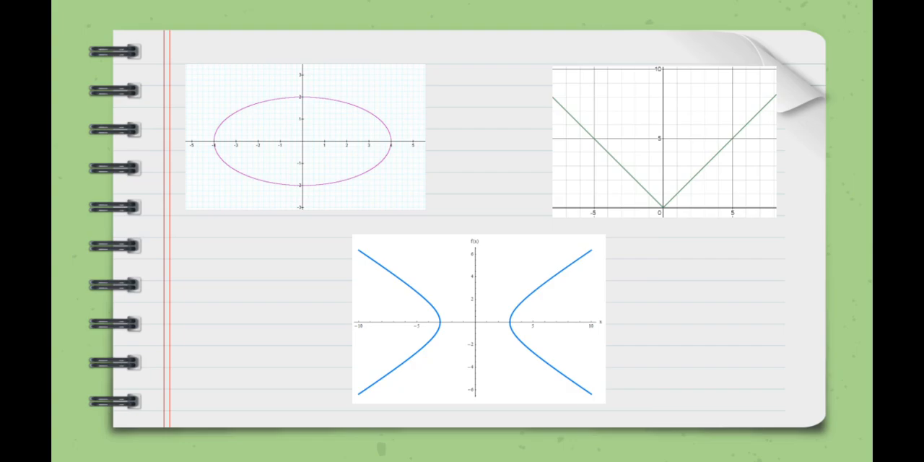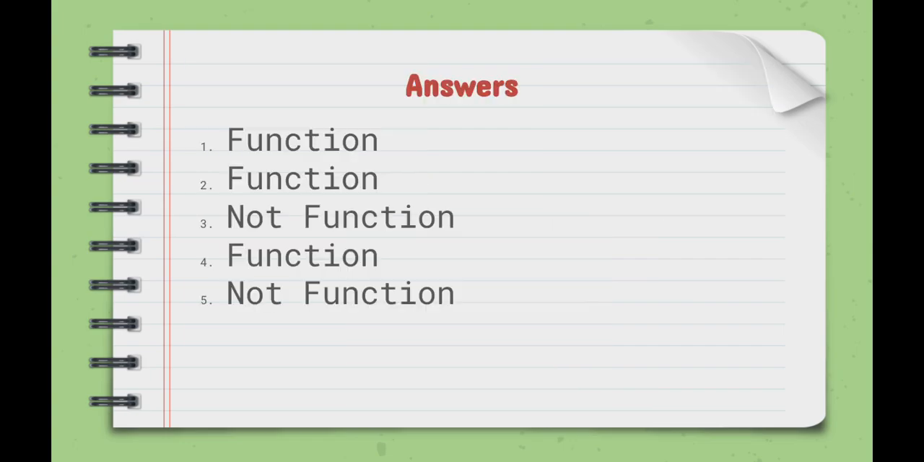Okay, so here are the answers. Number 1 is function, number 2 function, number 3 not function, number 4 function, and number 5 is not function.